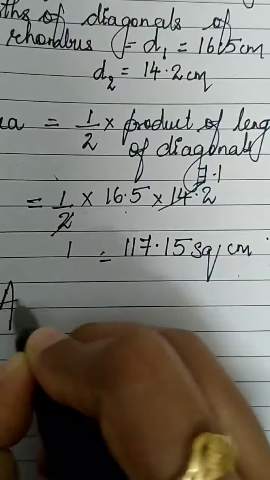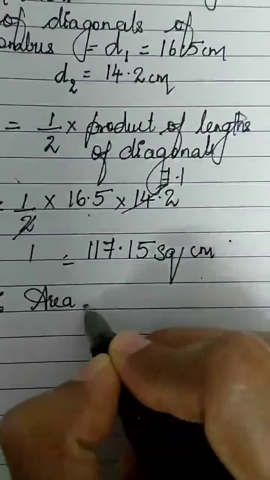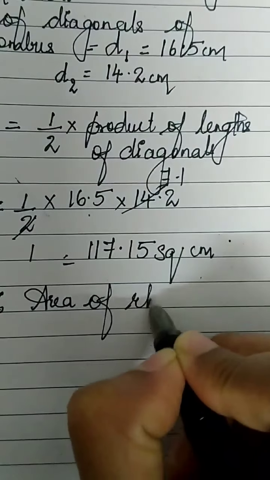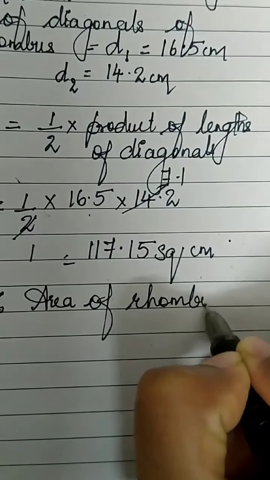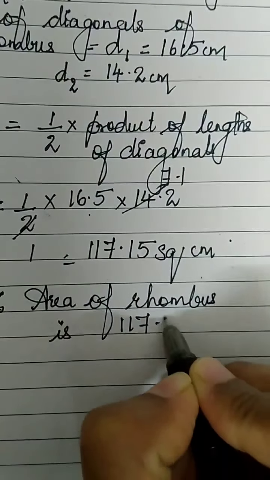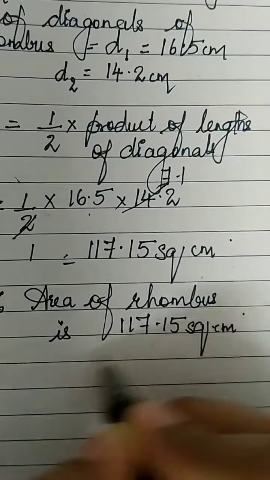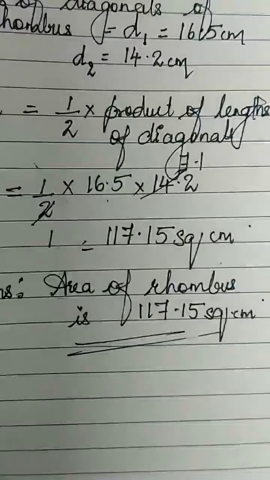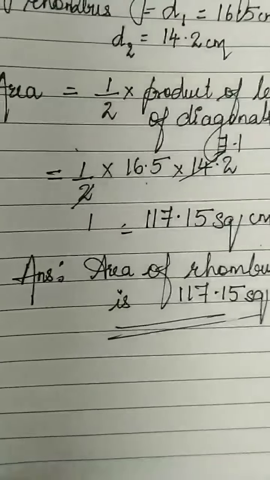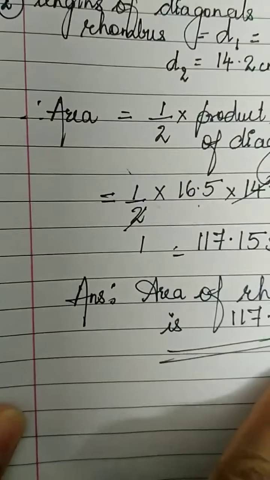Write down the final answer. Present it neatly. Area of rhombus is 117.15 square centimeter. That's it. First sum, similarly you solve. You'll get the answer very easily.